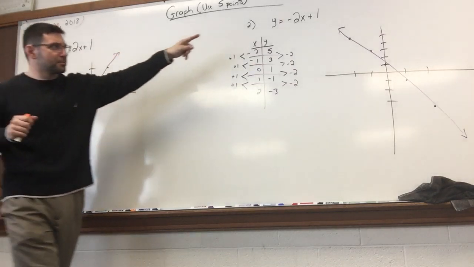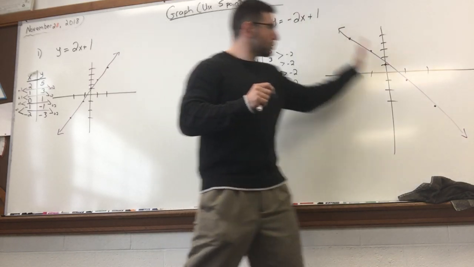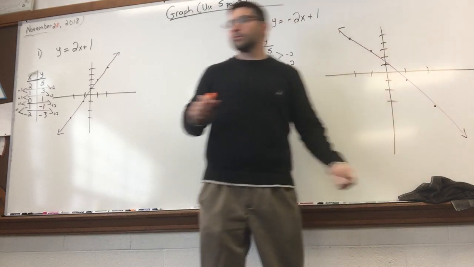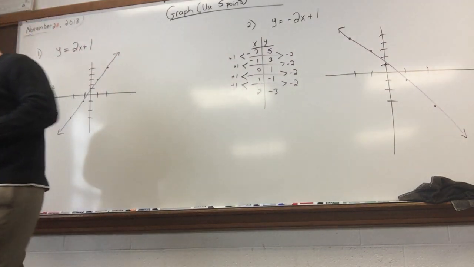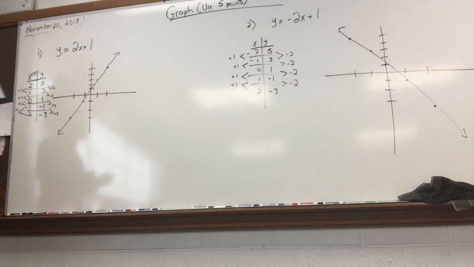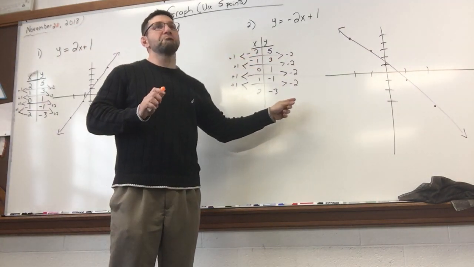What about this one? From left to right, it's going which direction? Down. So one of them's going up, one of them's going down. Why do we think one would be going uphill, one would be going downhill? What's the key in there? Madison? On that one, you're adding, on this one, you're subtracting. Oh, so this one's a positive, and this one's negative. Is that what you're saying?